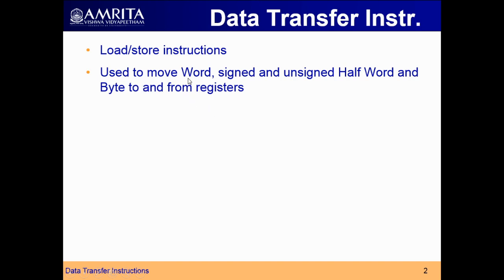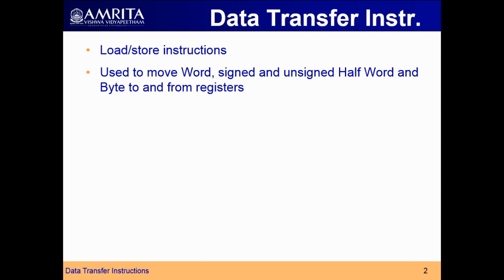It can be used for moving a word, signed or unsigned half word, signed or unsigned byte. So these kinds of operations are possible. You can either load or store a word of data. What do you mean by word? How many bits? In the case of ARM, word means 32 bits. So you can move a word of data, signed or unsigned half word data. Half word means 16 bits. Similarly, you can load or store a signed or unsigned byte of data.